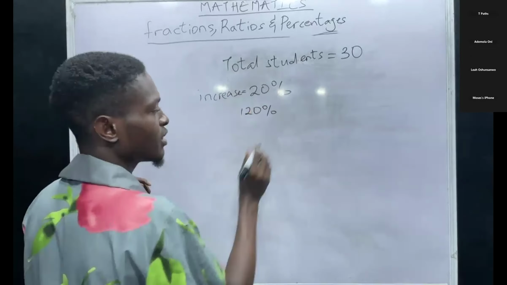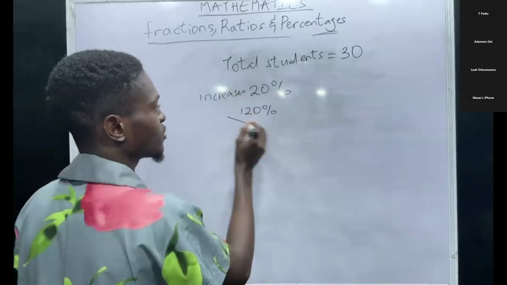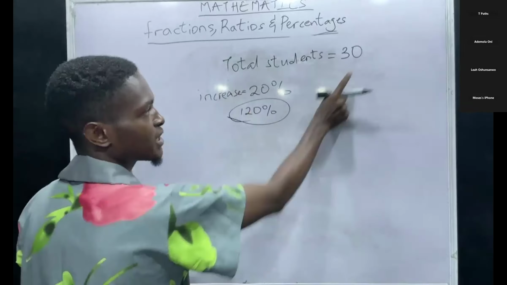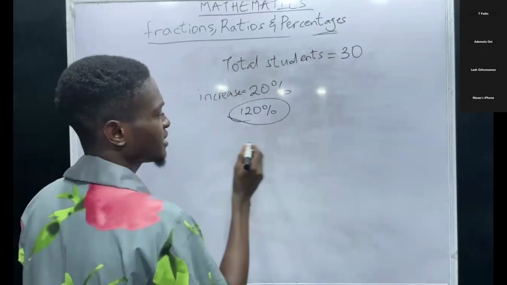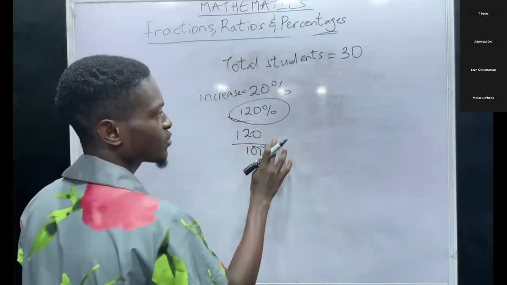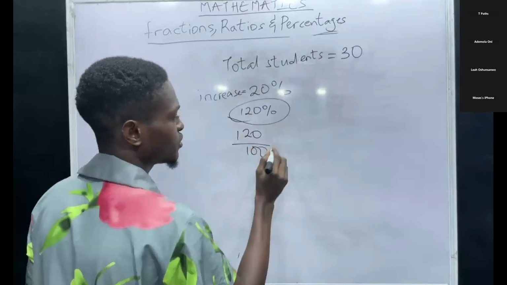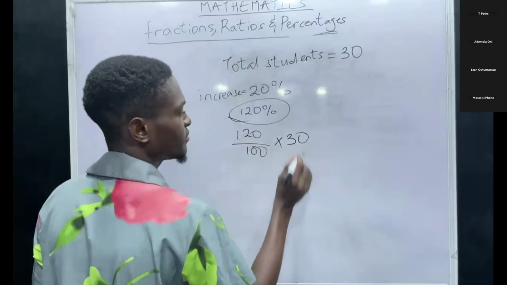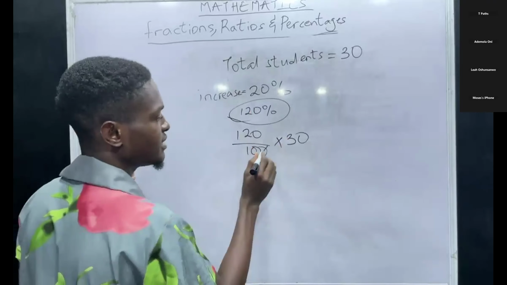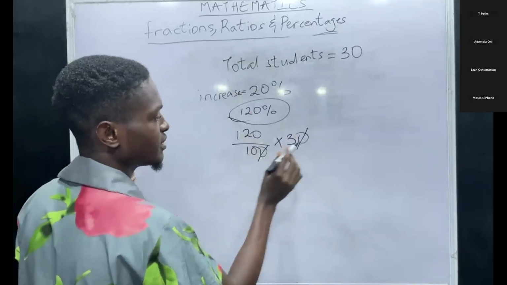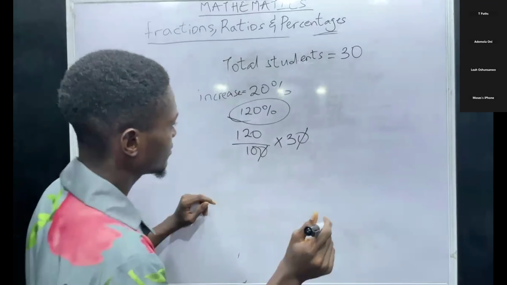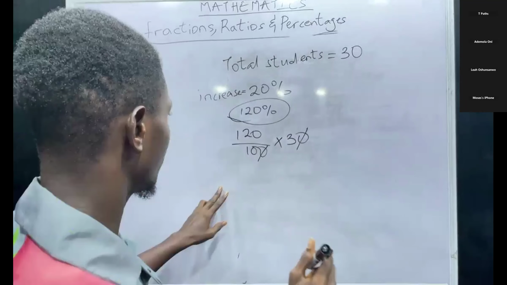So what are we doing now? To know the new amount of students, we are taking 120% of the total students. 120% is the same thing as saying 120 over 100. So 120 over 100 multiplied by the total students should give us the new amount of students we'll be having now. Now 120 over 100 multiplied by 30. Canceling this 0 here. Another 0 here, so this 0 can cancel out this 0.